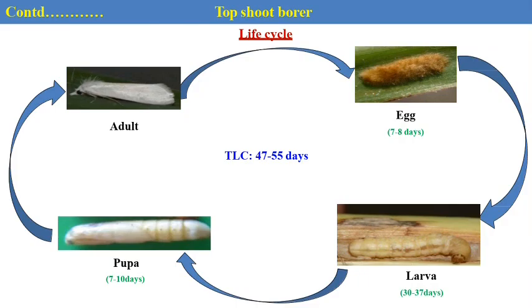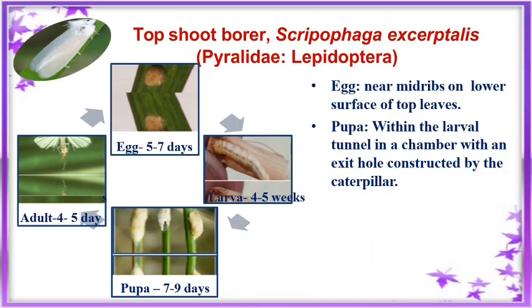Hence, they have four different life stages. Here you can see the egg, larva, pupa, and adult are the different life stages of the top shoot borer. The egg laying takes place in a cluster, on the lower surface of the leaves or on the top leaves, hence known as top shoot borer. Then pupation takes place inside the larval tunnel with an exit hole constructed by the caterpillar.